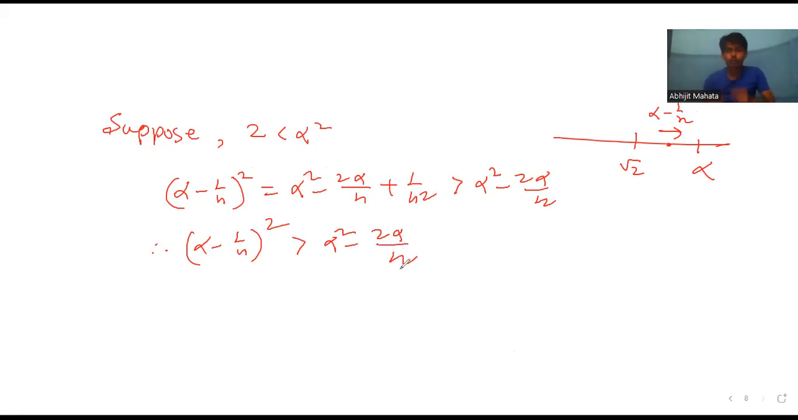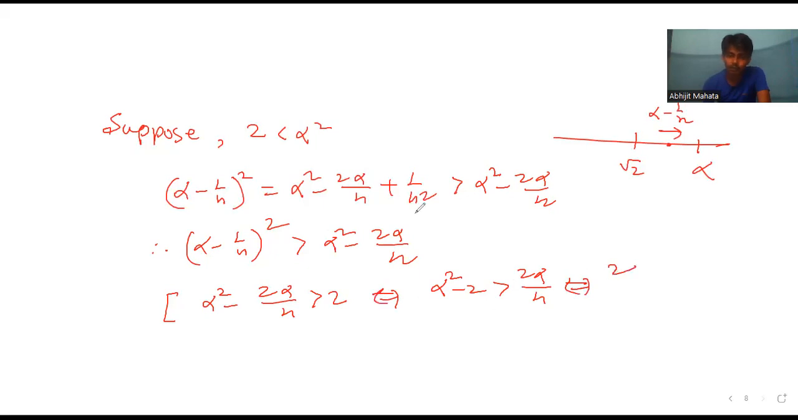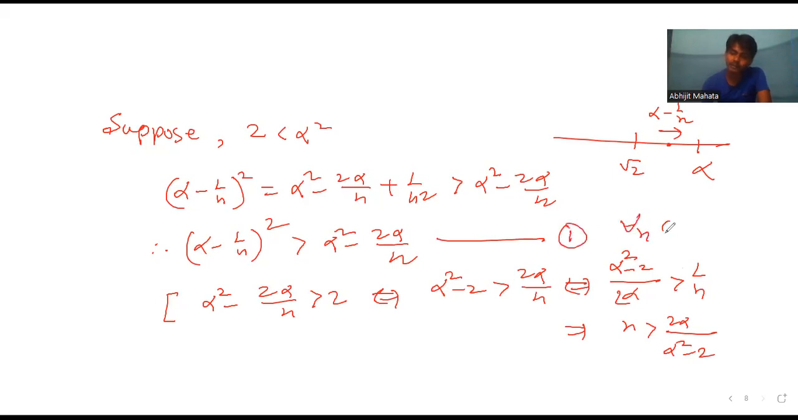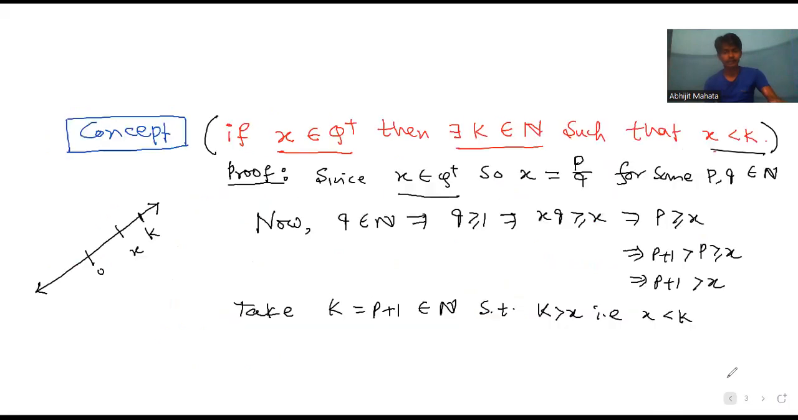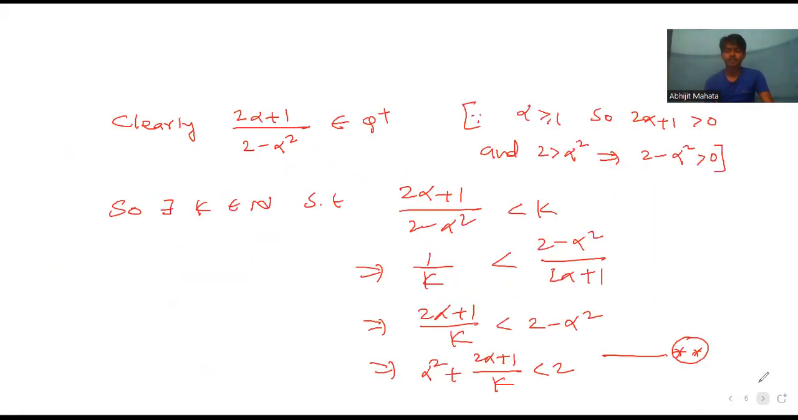Now what we are trying to do here is that alpha square minus 2 alpha by n greater than 2 implies what? This will imply alpha square minus 2 is greater than 2 alpha divided by n. Both are equivalent. This is equivalent to n greater than 2 alpha by alpha square minus 2. So this is true, let's call it 1, for all natural numbers. Now suppose we want to find a natural number n such that this quantity is greater than 2. So this holds, and now we have to guarantee that such an n exists. Again, by the theorem I already used, that for a positive rational number x such a k exists, we can use that property here.